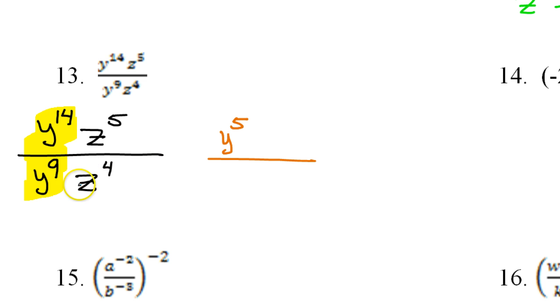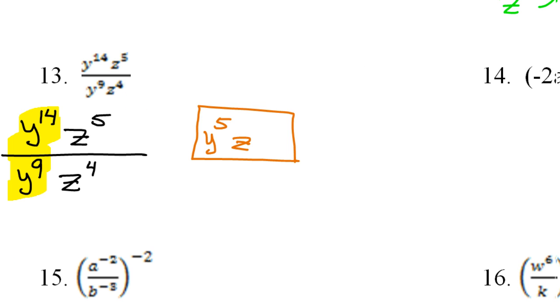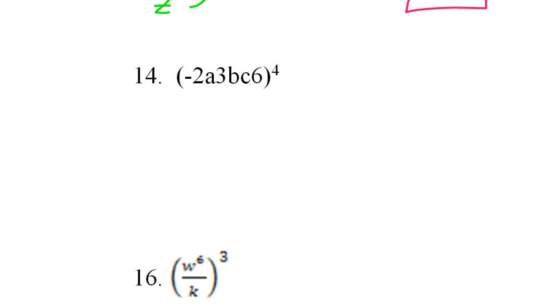Similarly, these 4 z's are going to cancel out 4 of these z's, and that's going to leave just z in the numerator. And nothing's in the denominator, so that's my answer. Y to the 5th power z. Wow. Okay.